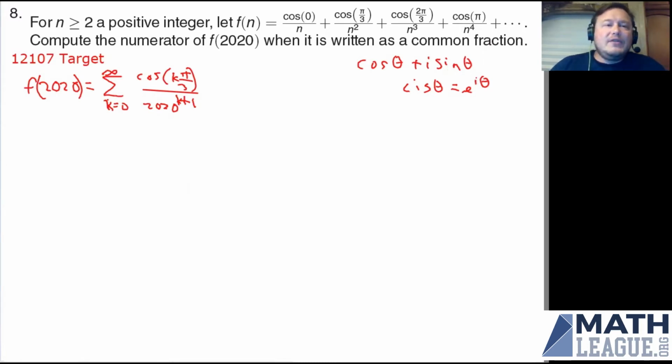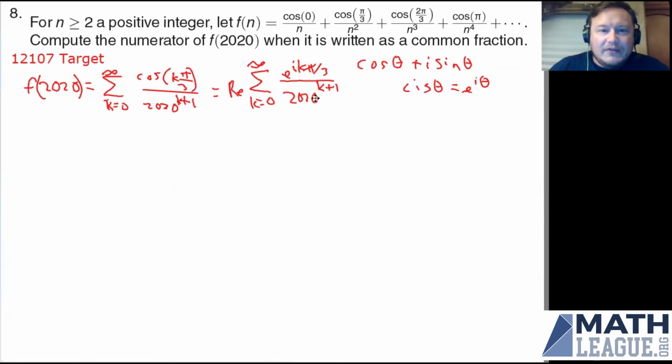So all we have to do is say, okay, let's just go for the real part of this thing. When we're done with the entire sum, my final step is going to be to take the real part of this and ignore the imaginary part. What that does is it gives me the answer that I wanted relative to the cosines and leaves off the stuff that involves sines.